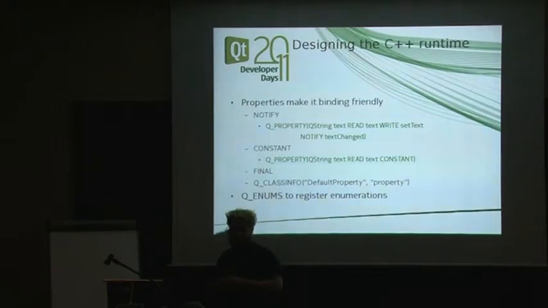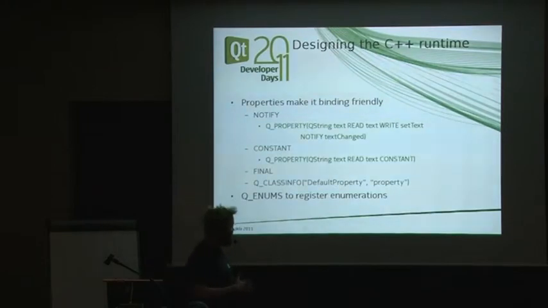FINAL is, as far as I understand, the same as in Java. It basically tells the meta object that the property cannot be shadowed. So you cannot have the same property in a subclass, not in C++ and not in QML either. That helps if you have a property like x or y. You never want to shadow x or y in most cases. So if you know a property should never be shadowed, you can use FINAL.